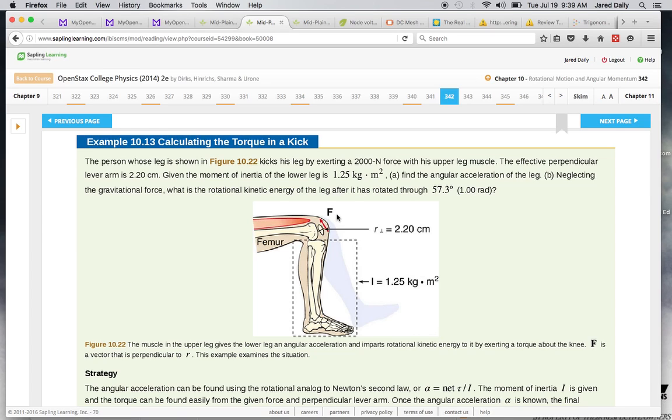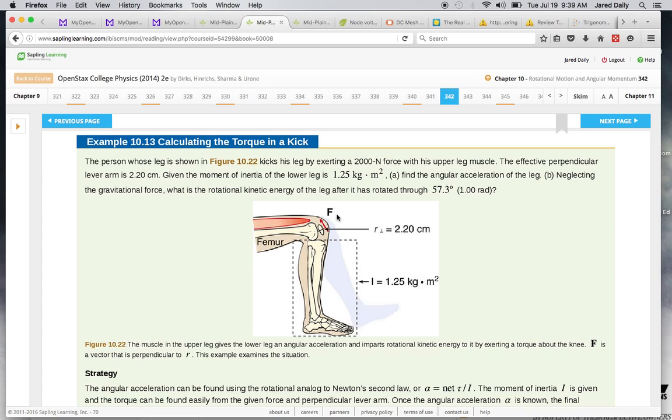So in this next example, we have a person who's kicking a ball, and he's exerting a 2,000 Newton force with his upper leg muscle. The perpendicular lever arm is 2.2 centimeters, and the moment of inertia of the lower leg is 1.25 kilogram meter squared. We want to know the angular acceleration of the leg, neglecting the gravitational force. We also want to know the rotational kinetic energy of the leg after it has rotated through a certain angle, and so on. So we're going to have to do some math.